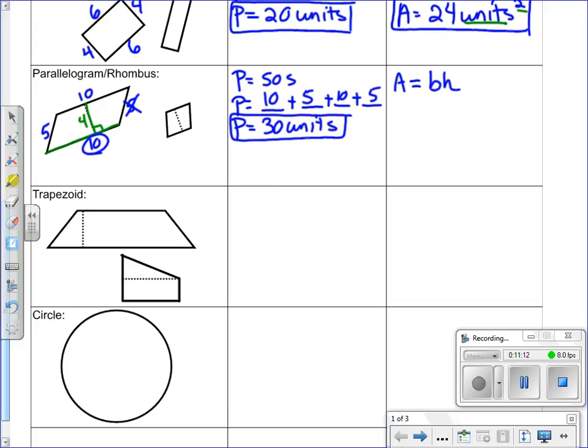So when I'm looking at this, I have base is 10. So I'm going to put in 10 for the base, and the height we said was 4. And so my area is equal to 40. And again, it's units squared. So you want to think about that area again being square units.